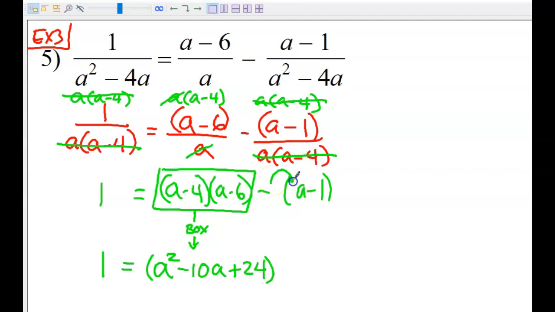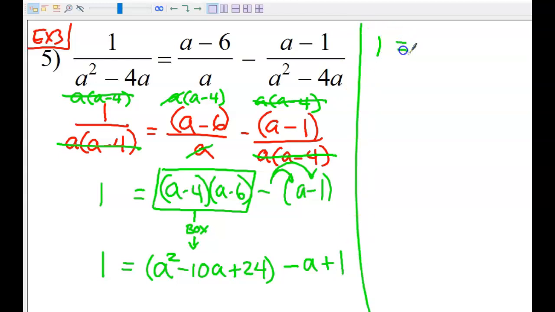But here we go. So we're going to distribute here. That's going to give us minus a and plus 1. And now we're going to combine our like terms. So I have 1 equals, the a squared has no like terms. Negative 11a: the 10a and the negative a make negative 11a. And then the 24 and the 1 makes 25.